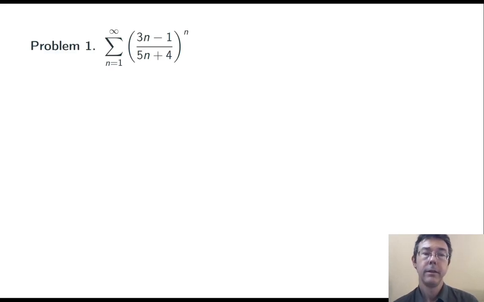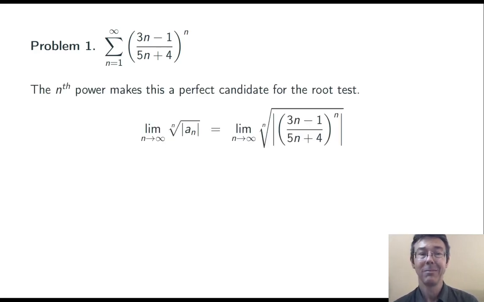Problem 1. Sum n equals 1 to infinity, (3n minus 1 over 5n plus 4) to the n. Because we have that nth power, this is a really good candidate for the root test. We take the limit as n goes to infinity of the nth root of the absolute value of this general term. Now, as n gets large, the entire fraction, 3n minus 1 over 5n plus 4, is always going to be positive. So we can ignore those absolute value signs.